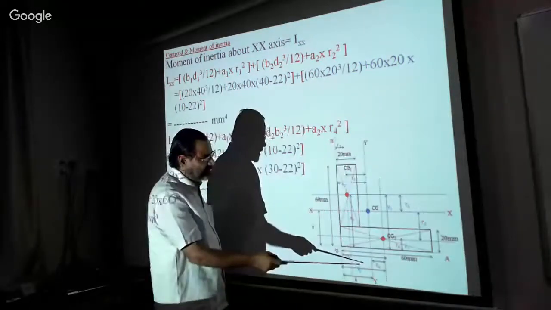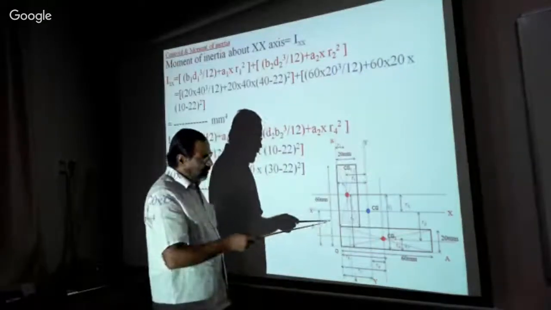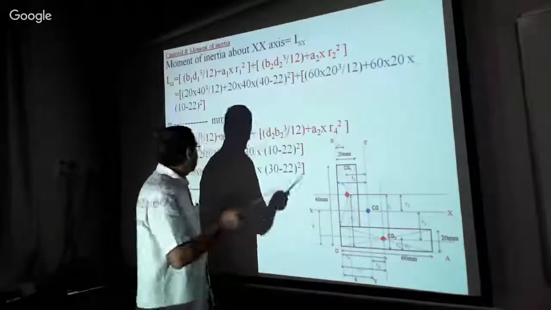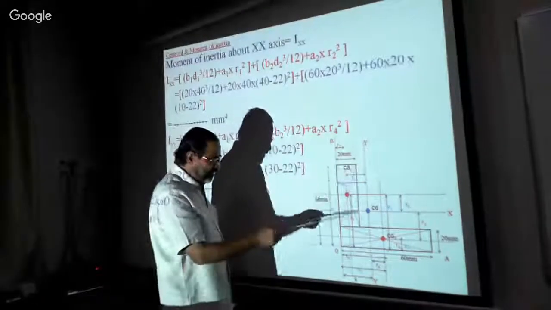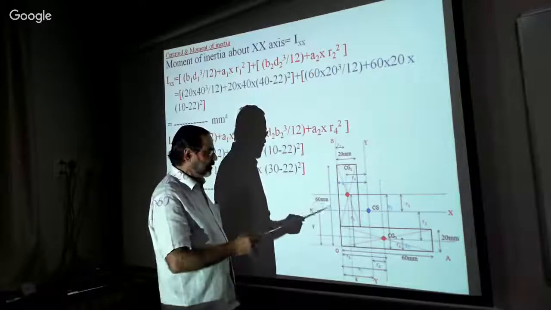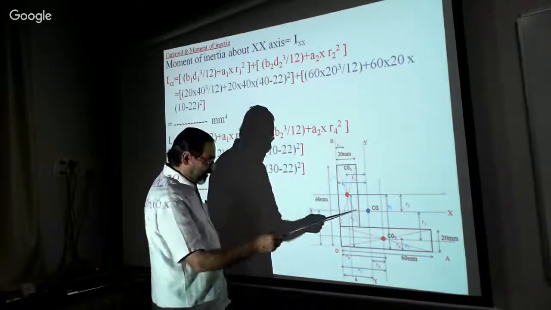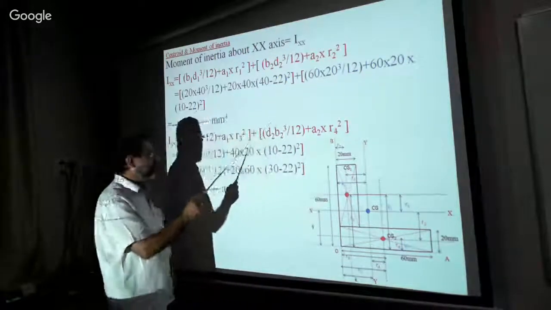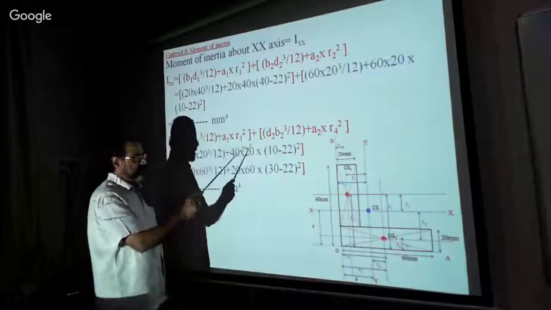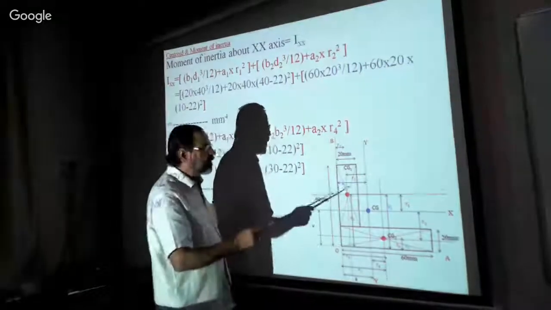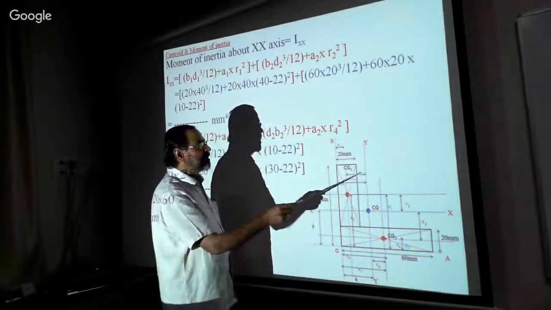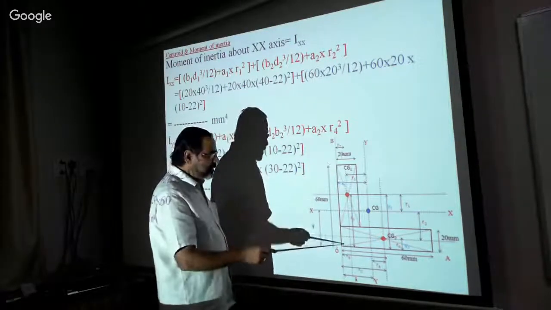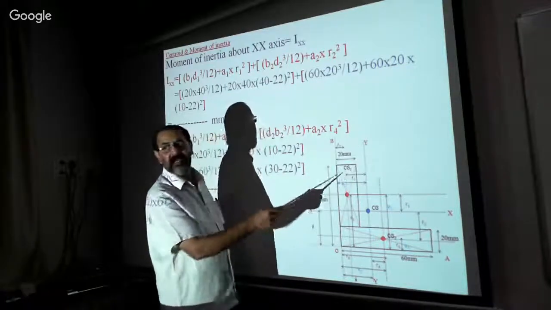Therefore, d1 v1 cube by 12 for the rectangular section, d1 v1 cube by 12, isn't it? Plus area of this, that is area 1, and R3 cube, so that R3 is the centroidal distance between figure 1 and figure 2, sorry, the angle section.